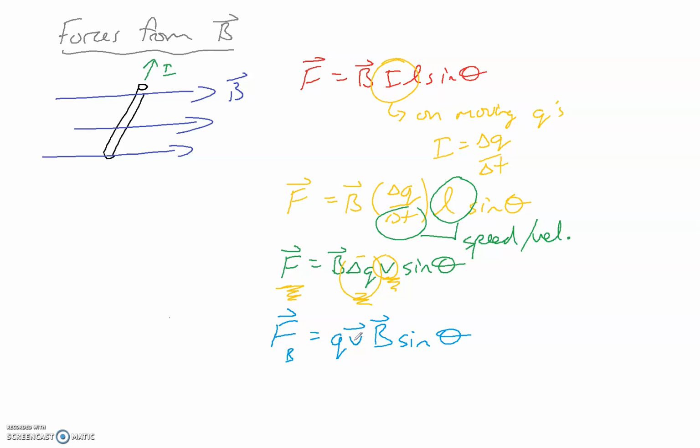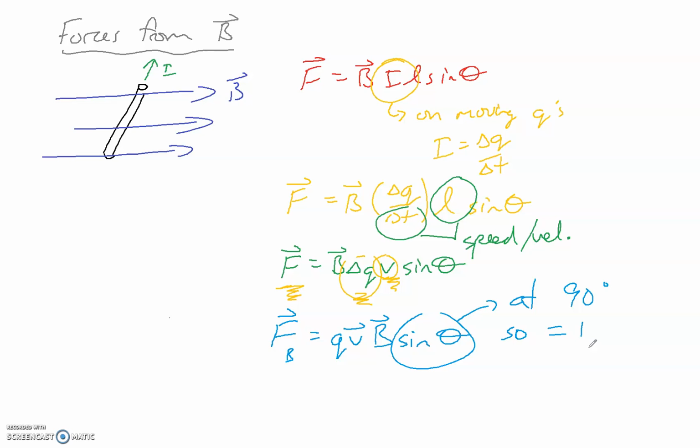For most of what you will do, the angle is typically 90 degrees, so sine theta is equal to 1, just to make things a lot easier. Otherwise you get into other types of motion we're going to get into. So typically, to find the force on a charge in a magnetic field, forget the wire, you just do Q times V times B and calculate how much force is on it.